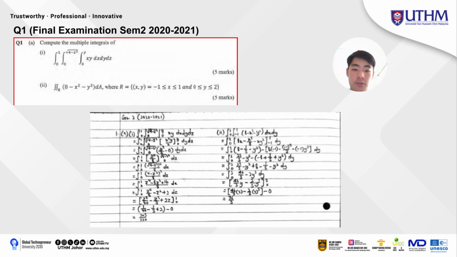The first question is from Final Examination Sem 2 2020 to 2021. The first question is to compute the multiple integral of the following given. By using the integrand and the range of the region given, we can easily find the answer. The answer of A1 is 203 over 120, and the answer of A2 is 76 over 3.